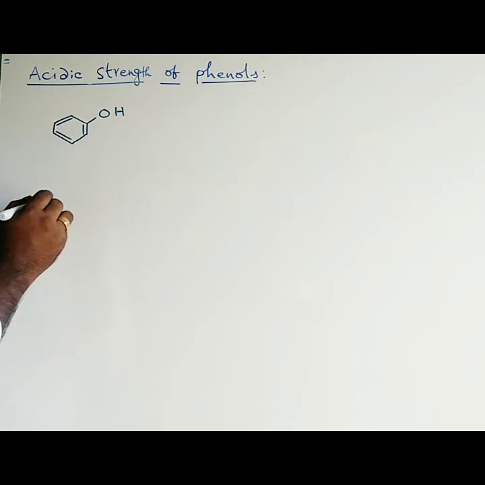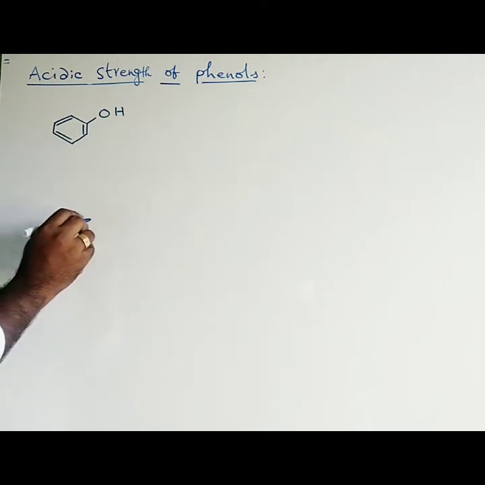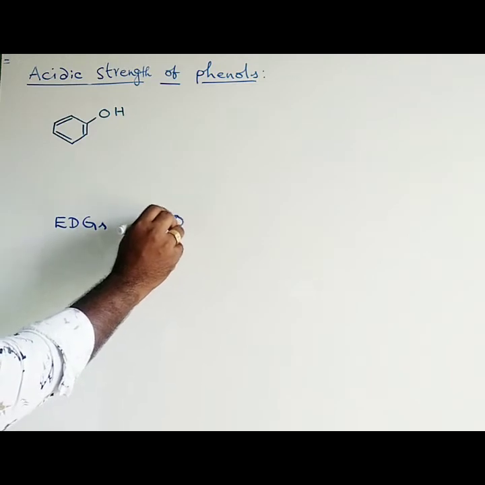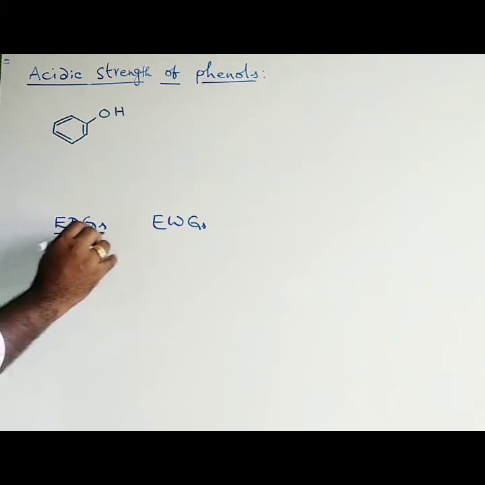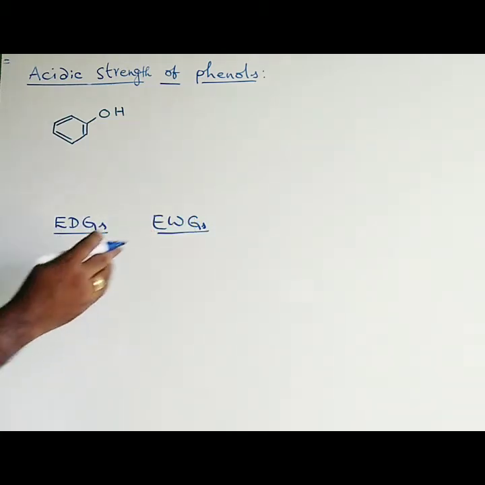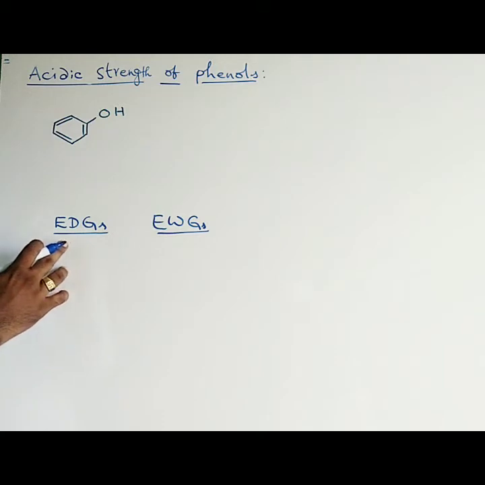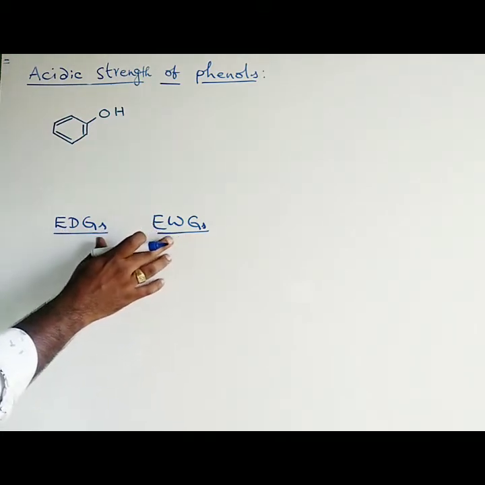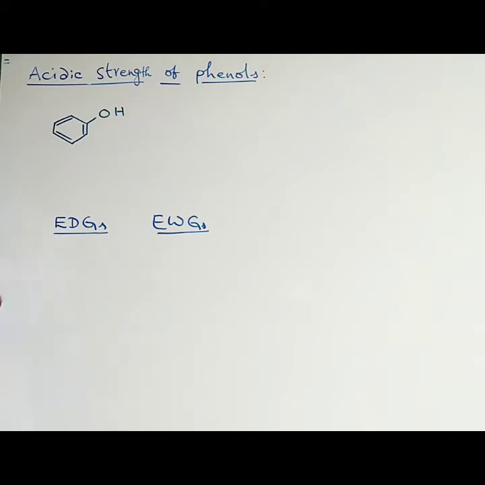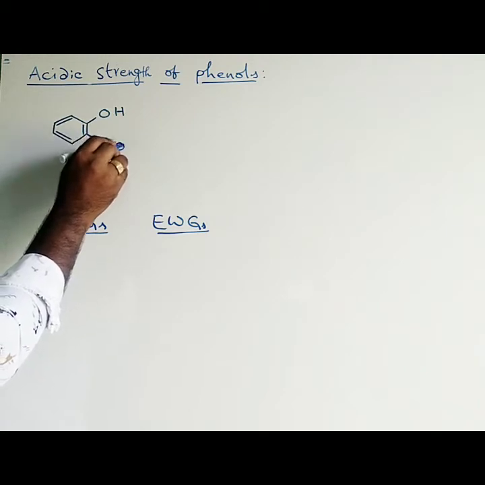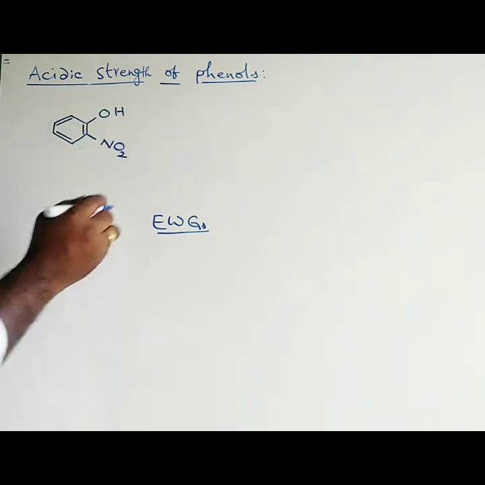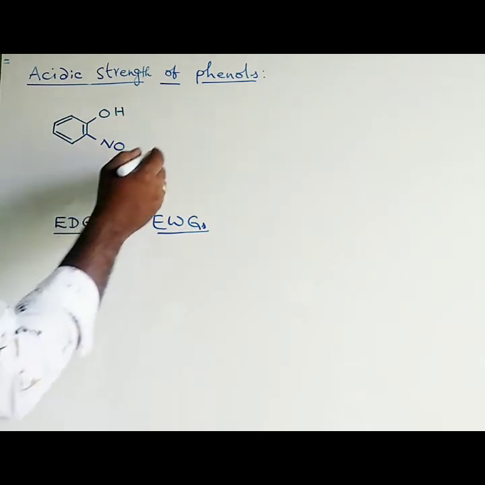We know about electron-donating groups and electron-withdrawing groups. Electron-withdrawing groups decrease the electron density on benzene, and electron-donating groups increase the electron density on benzene. They cause this change by different mechanisms. Let us take some examples here. Say I'm taking a nitro group at the ortho position to the OH-bearing carbon. This is ortho-nitrophenol.